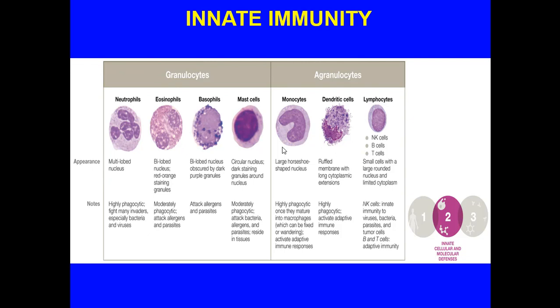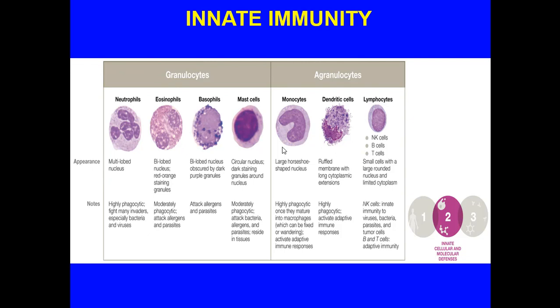Dendritic cells have a ruffled membrane. It's kind of like if you take a tablecloth and you get lots of ripples and you're trying to lay it nice and flat. But the thing is, they have long cytoplasmic extensions. They're highly phagocytic, and they activate adaptive immune responses. These are the guys that take certain antigens and hand them over to teach the B cells and the T cells, hey, you see this? This is where you have an invader, an antigen.